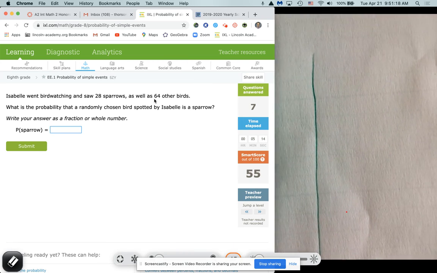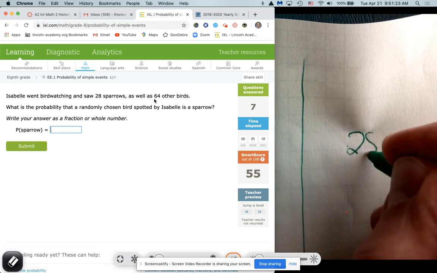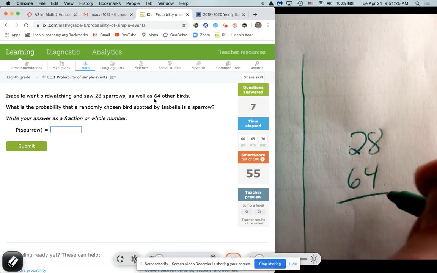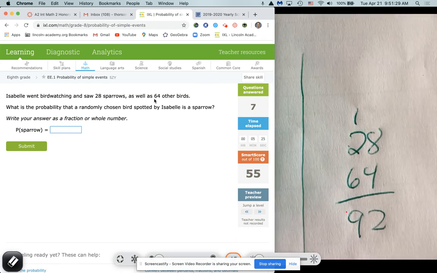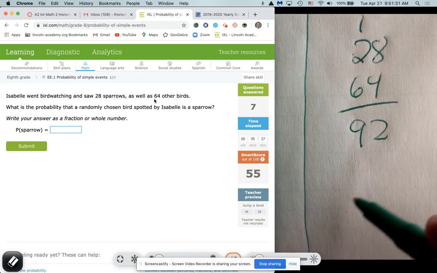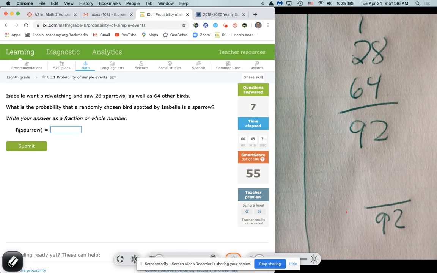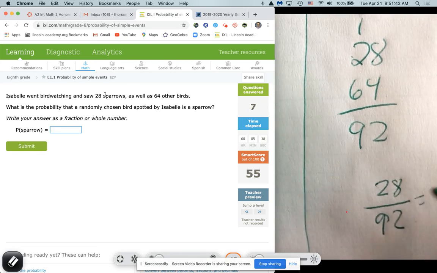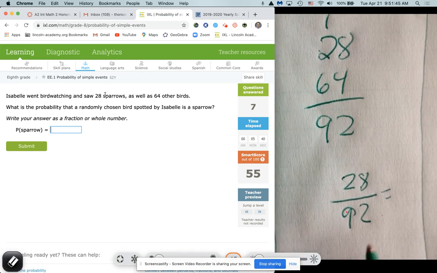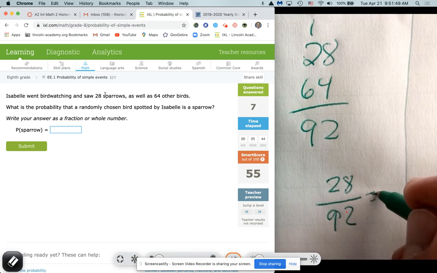So if I have a total of 28 sparrows and 64 other birds, that's 12, put a 1 up here. That's 92 birds total. So your probability is going to be out of 92, and they want to know what is the probability of it being a sparrow. Well, how many sparrows were there? There was 28, so it's 28 out of 92, not 28 out of 64. Be very careful when you get to the ones that don't give you a total directly.